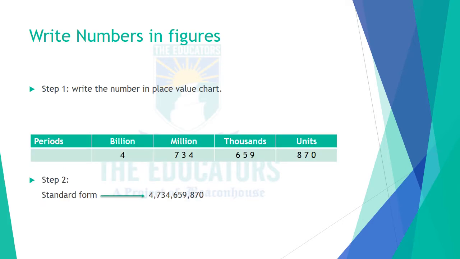4,734,659,870. We can write the numbers in standard form by using periods. Step 1: Place the digits in the place value chart. 4 billion in billions period, 734 million in millions period, 659,000 in thousands period, and lastly 870 in units period. In step 2, here also we write the number in standard form using commas as 4,734,659,870.